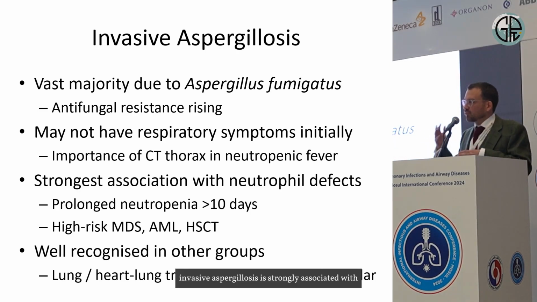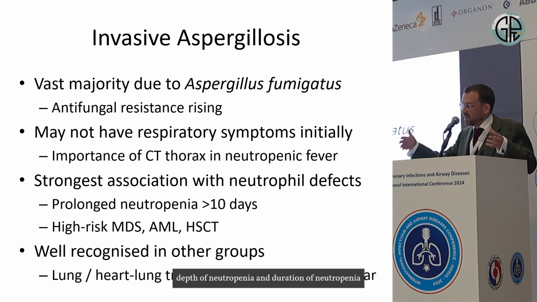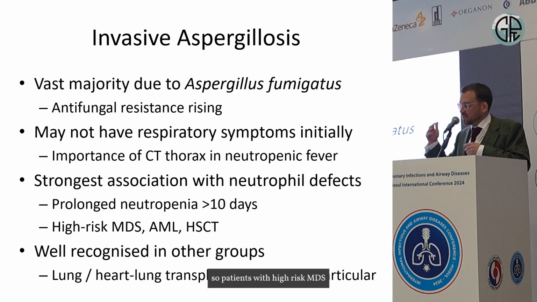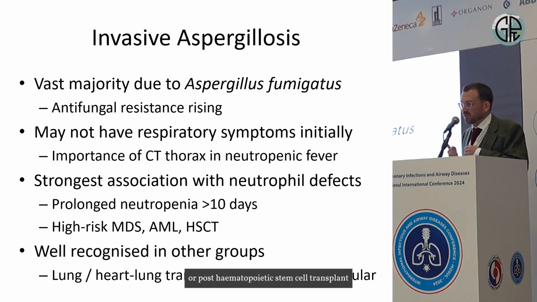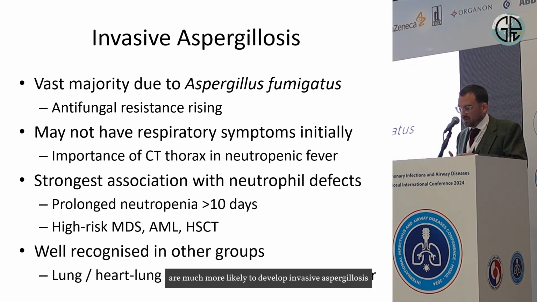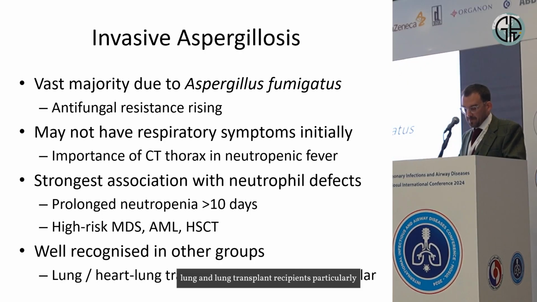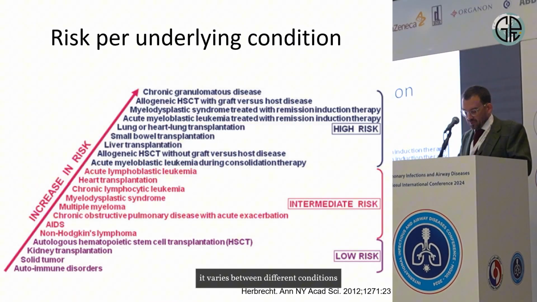Invasive aspergillosis is strongly associated with depth of neutropenia and duration of neutropenia. So profound neutropenia for more than 10 days is strongly predictive of invasive aspergillosis. So patients with high-risk MDS, acute myeloid leukemia, or post-hemopoietic stem cell transplant are much more likely to develop invasive aspergillosis. But it is well recognized in other groups, heart, lung, and lung transplant recipients particularly. And like I said, the risk varies between different conditions.